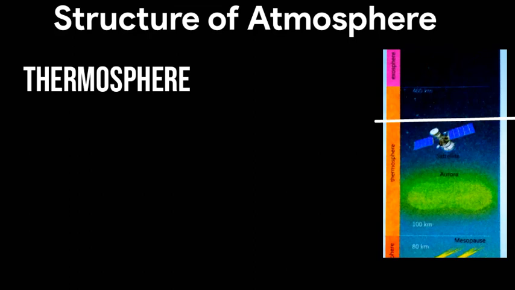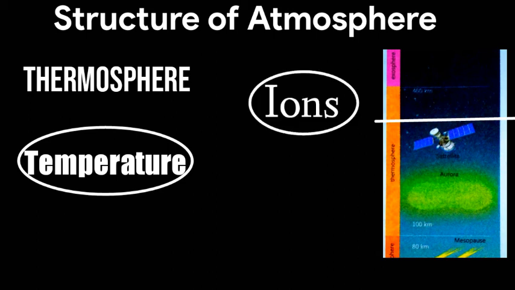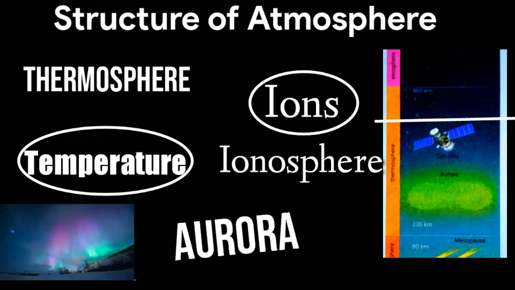Now let us discuss about thermosphere. It is a layer that extends up to the height of 400 kilometers from the Earth's surface. The temperature even rises to 1500 degrees Celsius. This layer contains charged particles known as ions, which facilitate the transmission of radio waves and support wireless communication. Therefore, it is also known as ionosphere. The electrically charged particles cause dazzling, sparkling light near the two poles that is known as auroras. These can be seen only at the North Pole and the South Pole of the Earth.